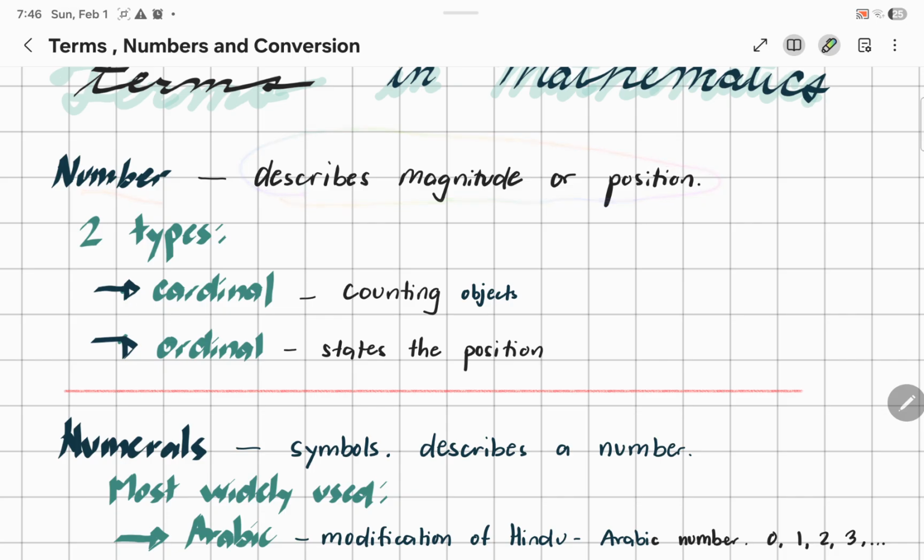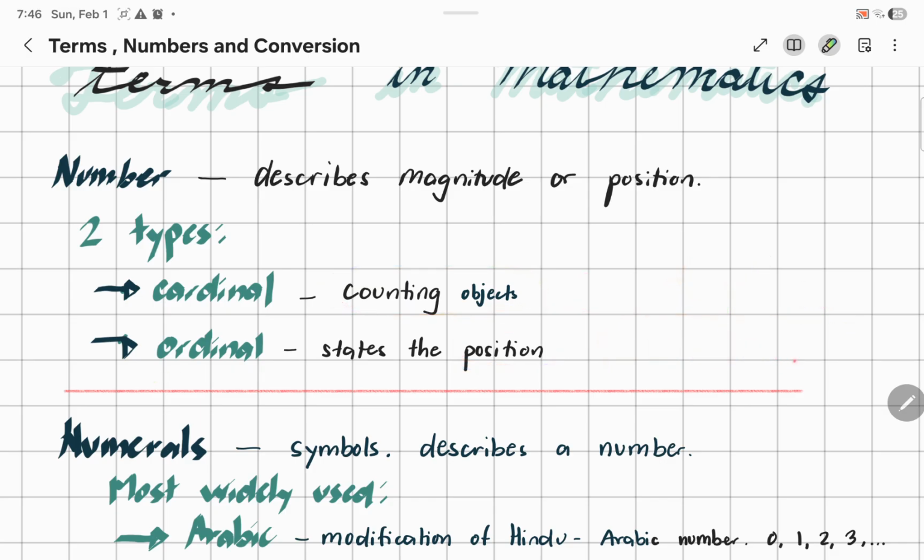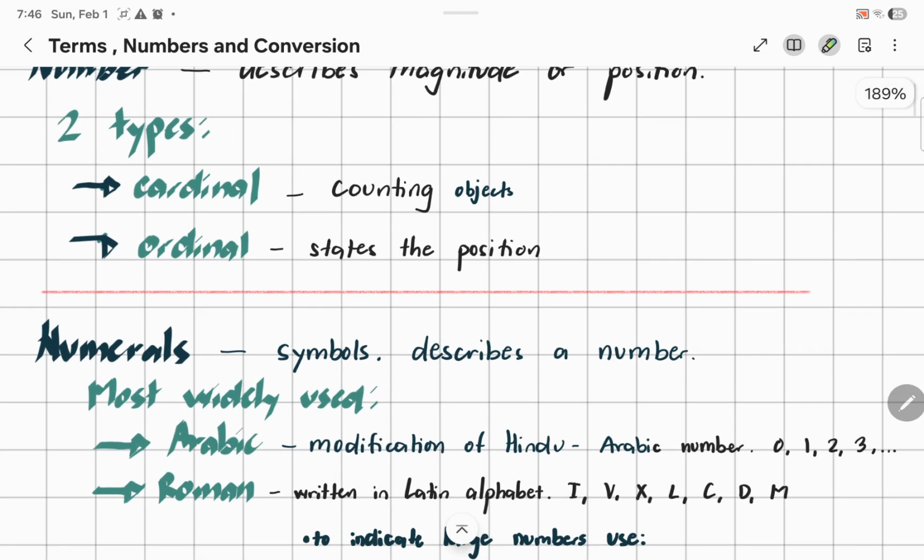It has two types, namely the cardinal and the ordinal numbers. The difference between the two is that the cardinal is used in counting objects. For example, we have 1, 2, 3, and so on. This is a cardinal number. While an ordinal number states the position. For example, we have first, second, third, and so on. So that's the difference between the two types of a number.